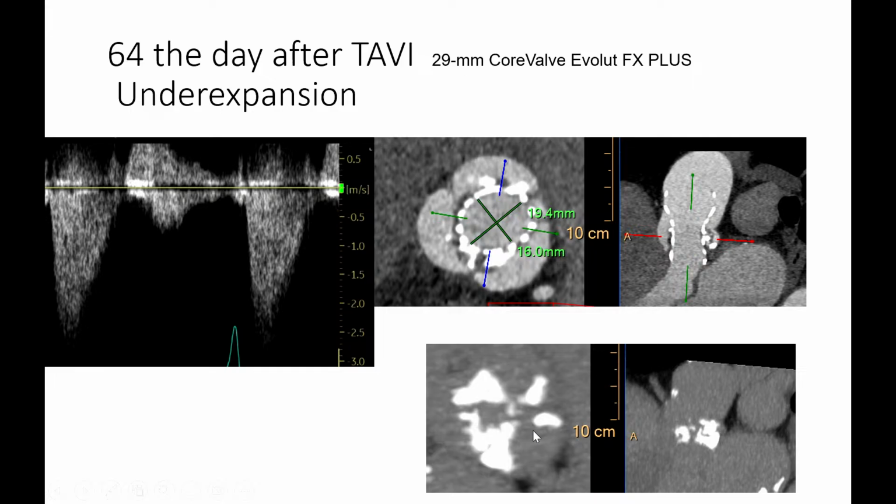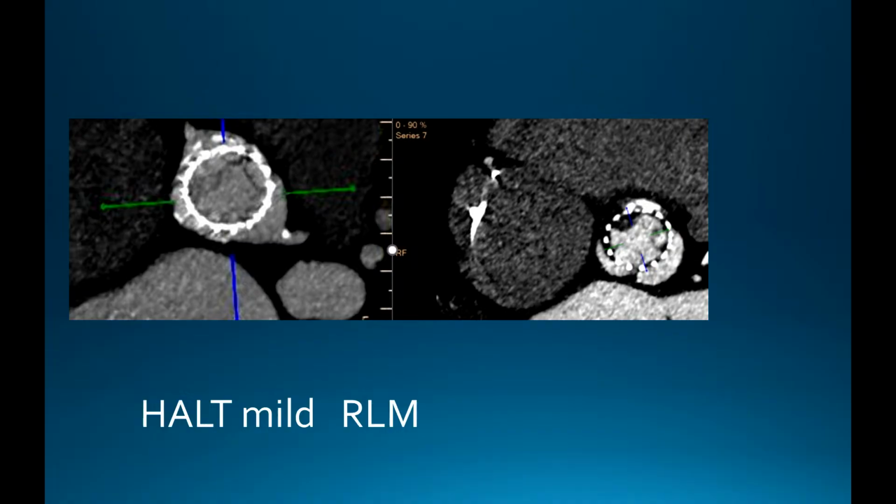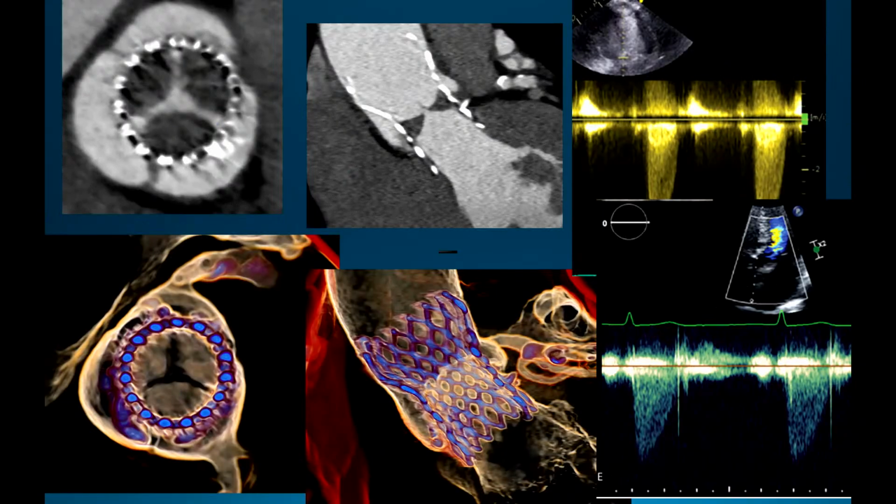I think the main reason is this patient with a bicuspid aortic valve has severe calcification of the leaflet, and that could undermine the degree of expansion. So this is just an unexpected finding that caused a slightly elevated gradient. And obviously we talked about HALT, and this is just some cases.